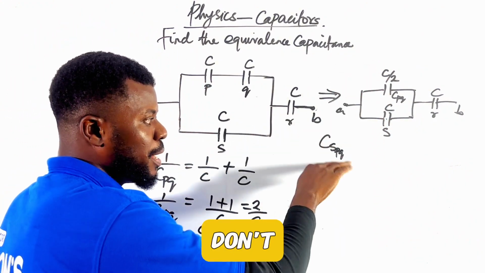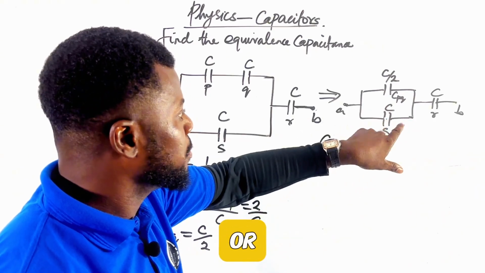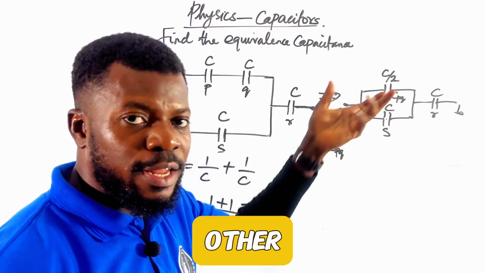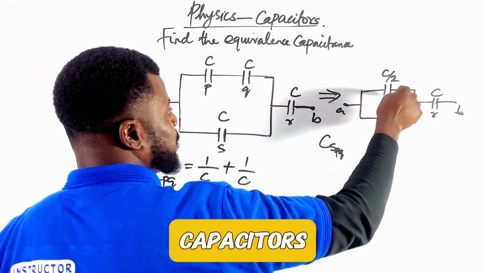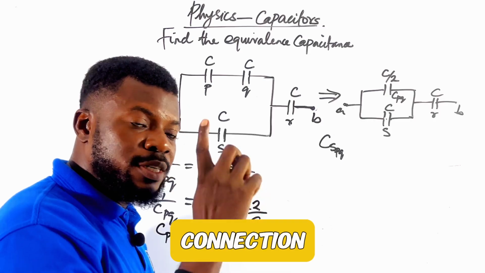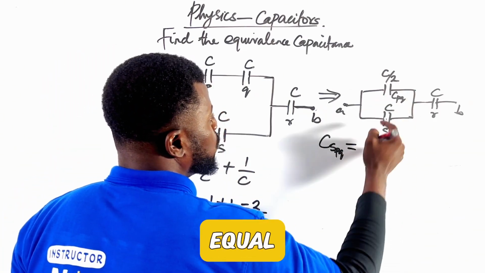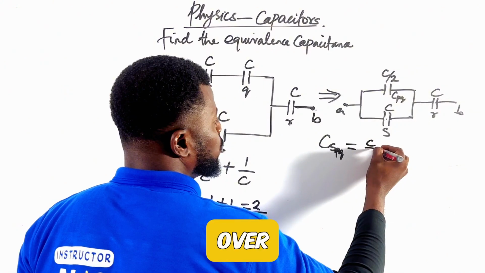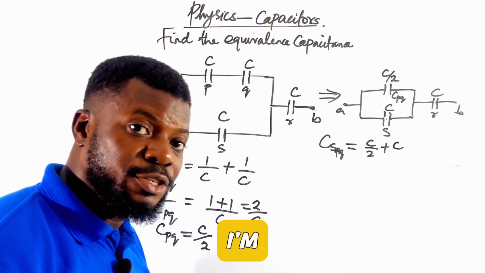So don't bother about this representation. You can use maybe I, or we have gotten AB. You can use another alphabet to just represent that so it doesn't confuse you. I'm interested in these two capacitors. That's essentially what we're doing. So for parallel connection, this is the formula. The equivalent of this guy is equal to C over 2 plus this particular C. That's what I'm interested in.